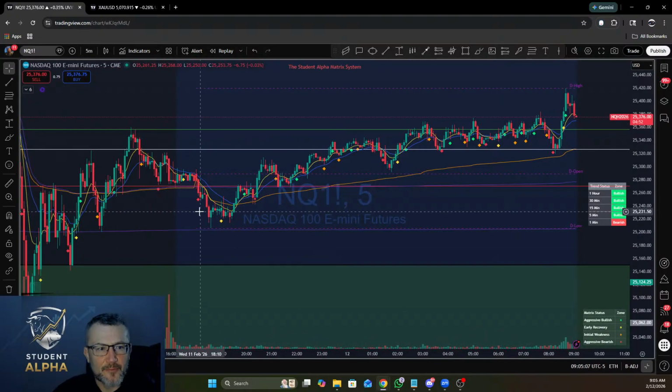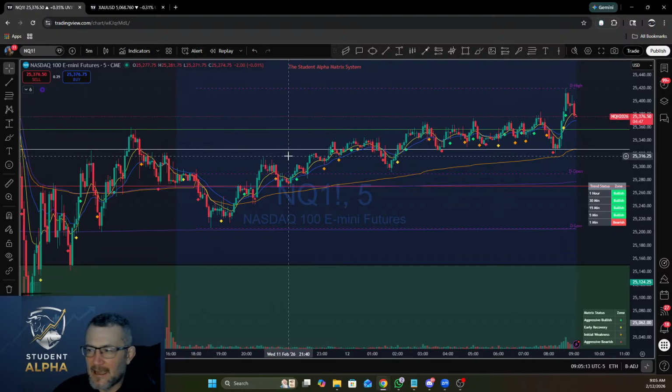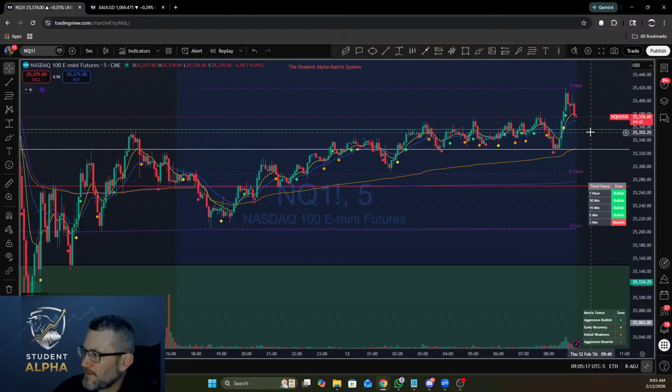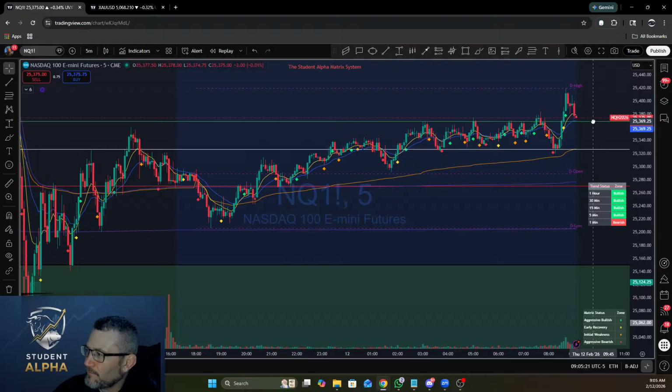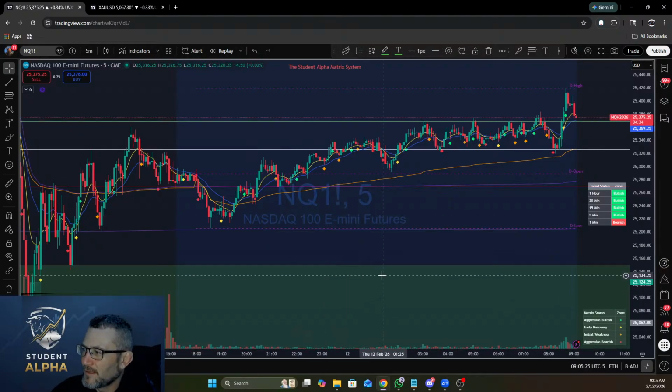All right, NQ, open price 25,338, high of the day 25,384, low of the day 25,284. We're long bias above the VWAP. Your next long trade is right around 25,370. If you get confirmation here, that is a 70-point trade.